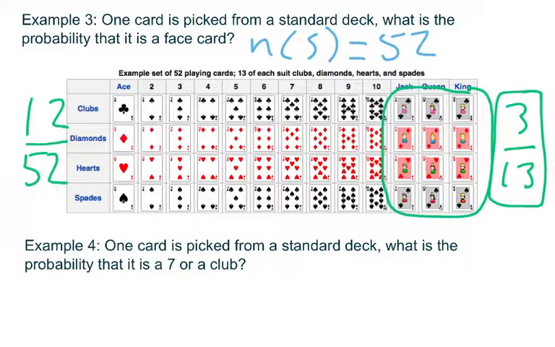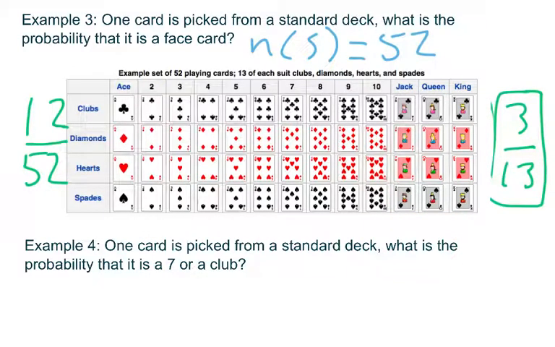Does that make sense? Well, if we look at any suit, 3 of the 13 cards in that suit are face cards, and that's true for every suit, so it kind of makes sense that we should get a face card 3/13 of the time. I need to clean this up just a little bit so we can look at the next example.